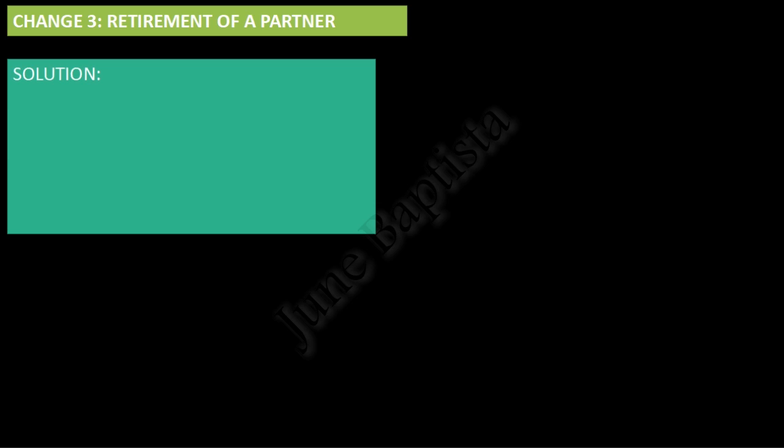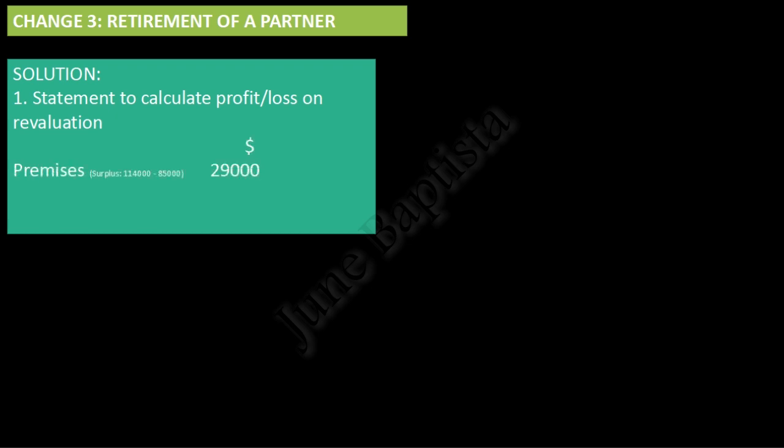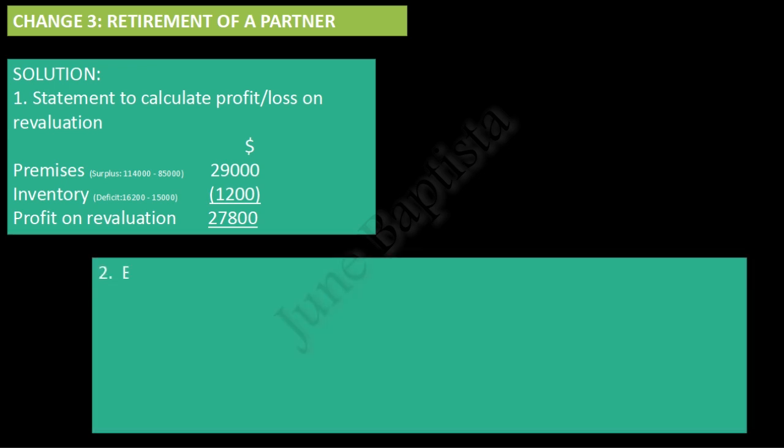Solution 1. Statement to calculate profit or loss on revaluation. There is a surplus on revaluation of premises of $29,000. There is a deficit on revaluation of inventory of $1,200. Therefore, the profit on revaluation is the difference between the two and is equal to $27,800.